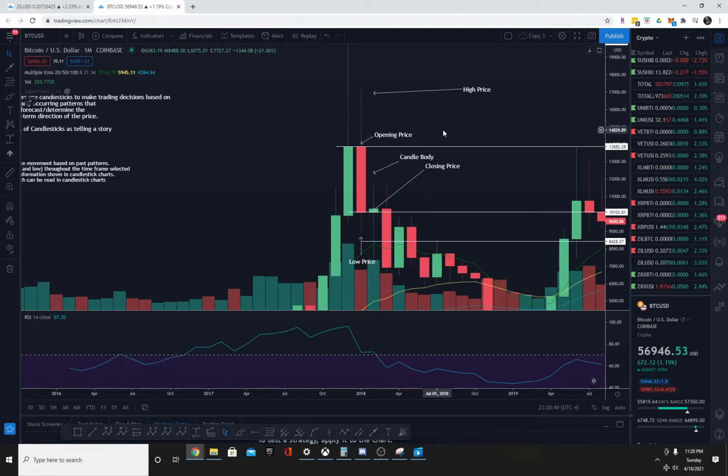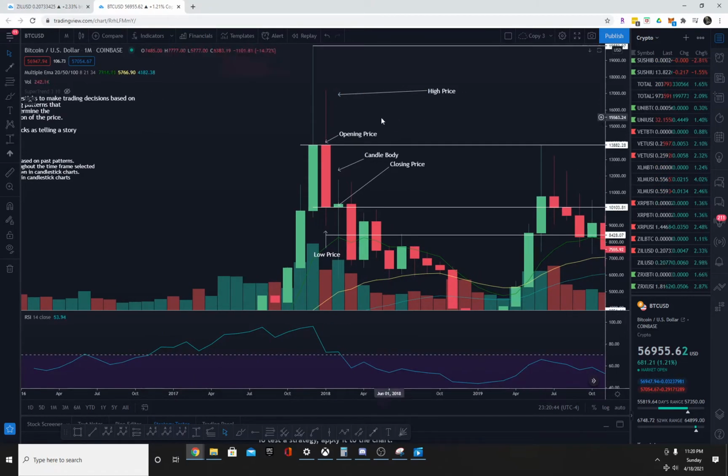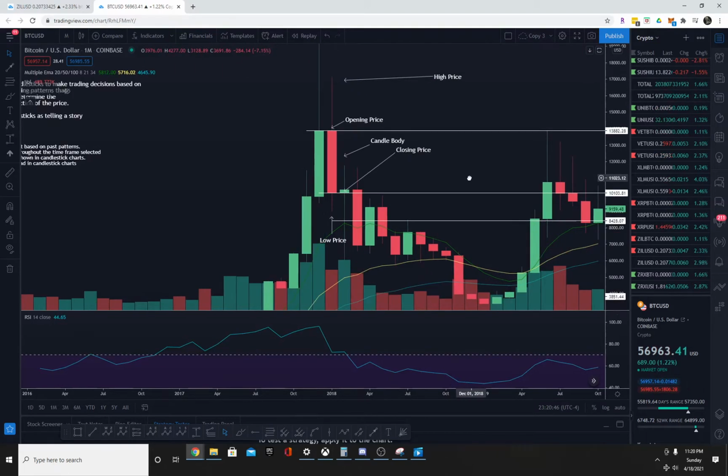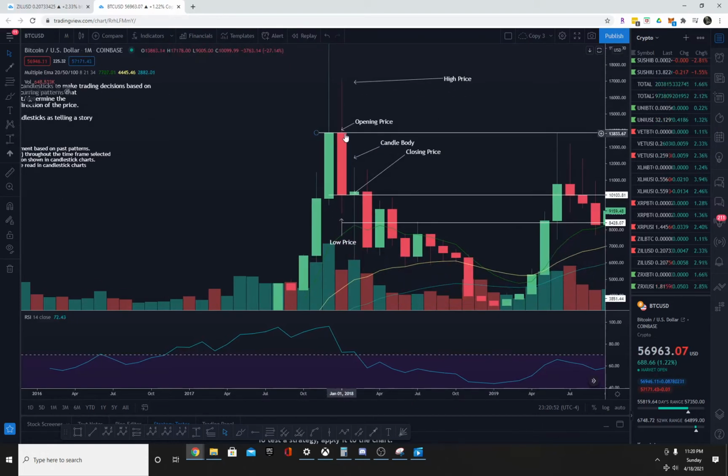So this bearish candle, we can see, is for the month of January 2018. Let's talk about the opening price. Right here, this is the opening price, 13.8k. So January 1st, it opened at 13.8k. The closing price was 10.1k. That means at the end of January, it closed at 10.1. So it dropped 3k during that time.